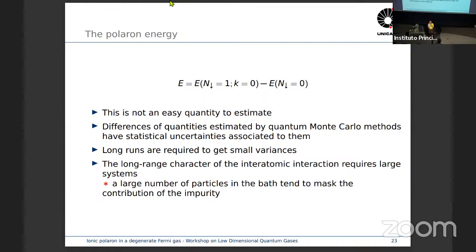Why does this happen? There are two reasons for this difficulty. One is intrinsic to the Monte Carlo methods. Associated to a Monte Carlo result, there is a statistical uncertainty. So to make a difference between two results from two different simulations meaningful, we need to have very small variances, which implies long runs. On the other hand, since in this problem we have the long range part of the potential that we cannot neglect, we need a lot of particles in the bath, which tends to mask the results for the impurity.